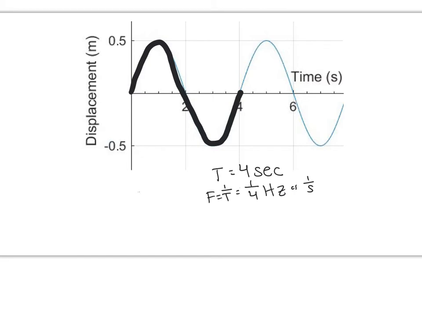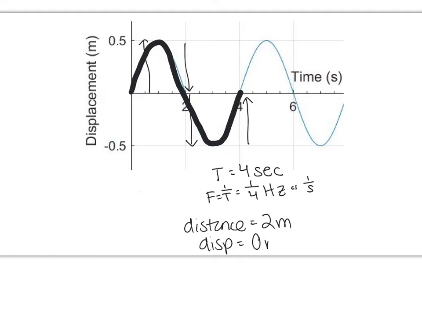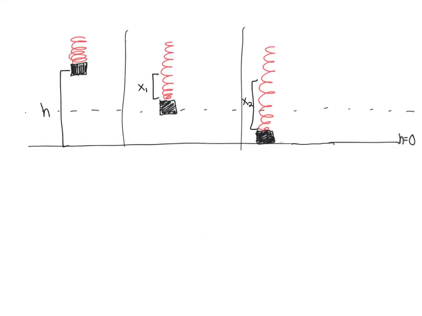For my displacement, I'm going up 0.5, down 0.5, down again, and then back up. So my distance would equal 2 meters, and my displacement would equal 0 meters because my start and stop is at the same place. The big focus of today is talking about what is the energy in a spring.